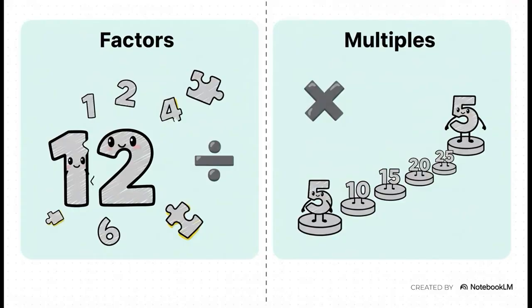Alright, next up are two of the most important tools in your entire kit. Factors and multiples. Think of factors as the building blocks of a number. You know, all the smaller numbers that divide into it perfectly. Multiples, on the other hand, are the opposite. They're what you get when you start multiplying a number, like going through its times table.